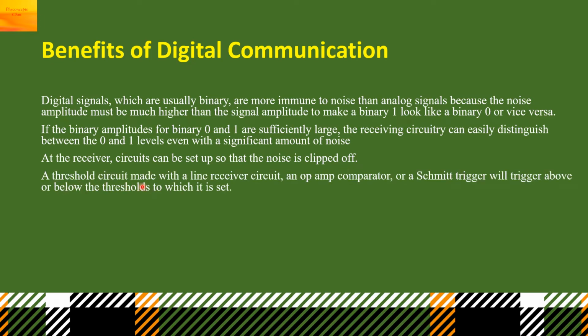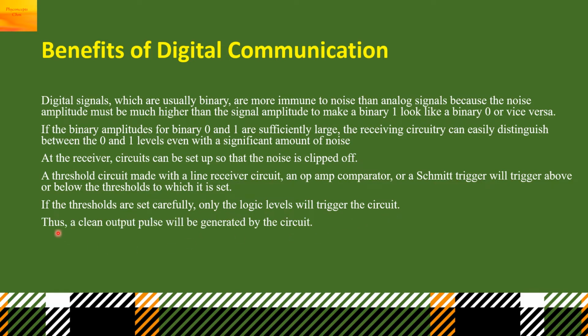A threshold circuit made with a line receiver circuit, an op-amp comparator or a Schmitt trigger will trigger above or below the thresholds to which it is set. If the thresholds are set carefully, only the logic levels will trigger the circuit. Hence, a clean output pulse will be generated by the circuit. This process is called signal regeneration.